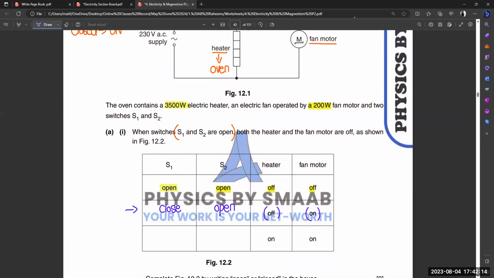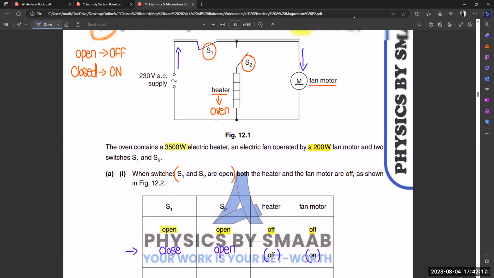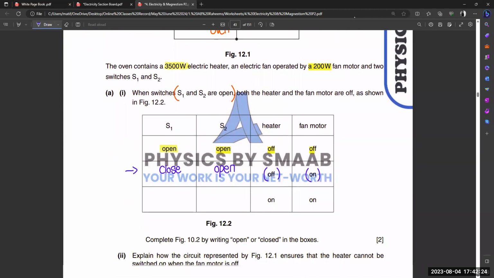Now the third one, both are on. So we have to close both switches. Now current will easily flow in both directions through both components.